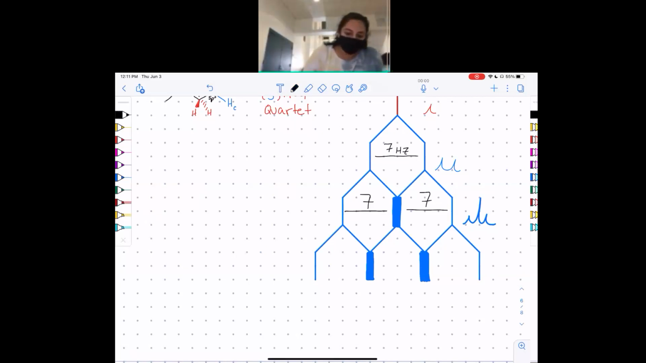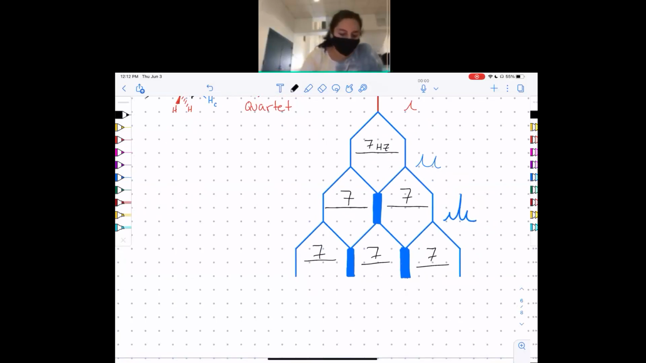And again, all these values, 7, 7, 7. So now, when we draw our little peaks, we're going to have one small, one big, and one small. Because again, we have a tiny thin one, a big thick one, a tiny thin one.